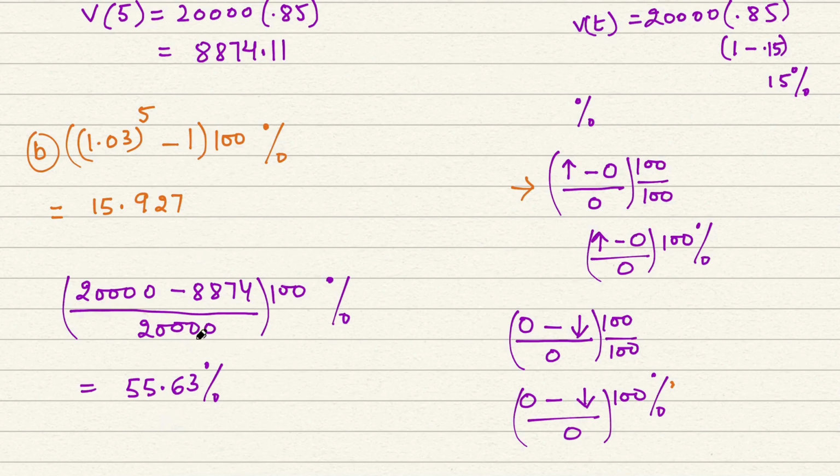Who is faster, you or I? Okay, who is faster, population or decay? Yes, depreciation is 55.63% and growth is 15.927%. Okay, so that was the final question of our assignment.